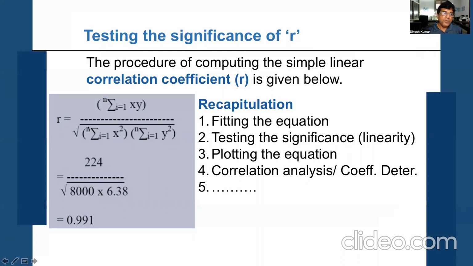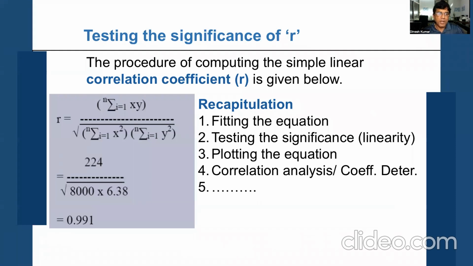I will show you. Now you see the general formula for calculating the correlation coefficient. I think most of you know about it. There are different ways to write this formula, but most people write it this way: summation xy upon the square root of summation x square into summation y square. Here you put the value 224, summation x square, which you have seen before, 8,000, and summation y square, the total sum of squares. For the same example, you have calculated the correlation coefficient as 0.991.